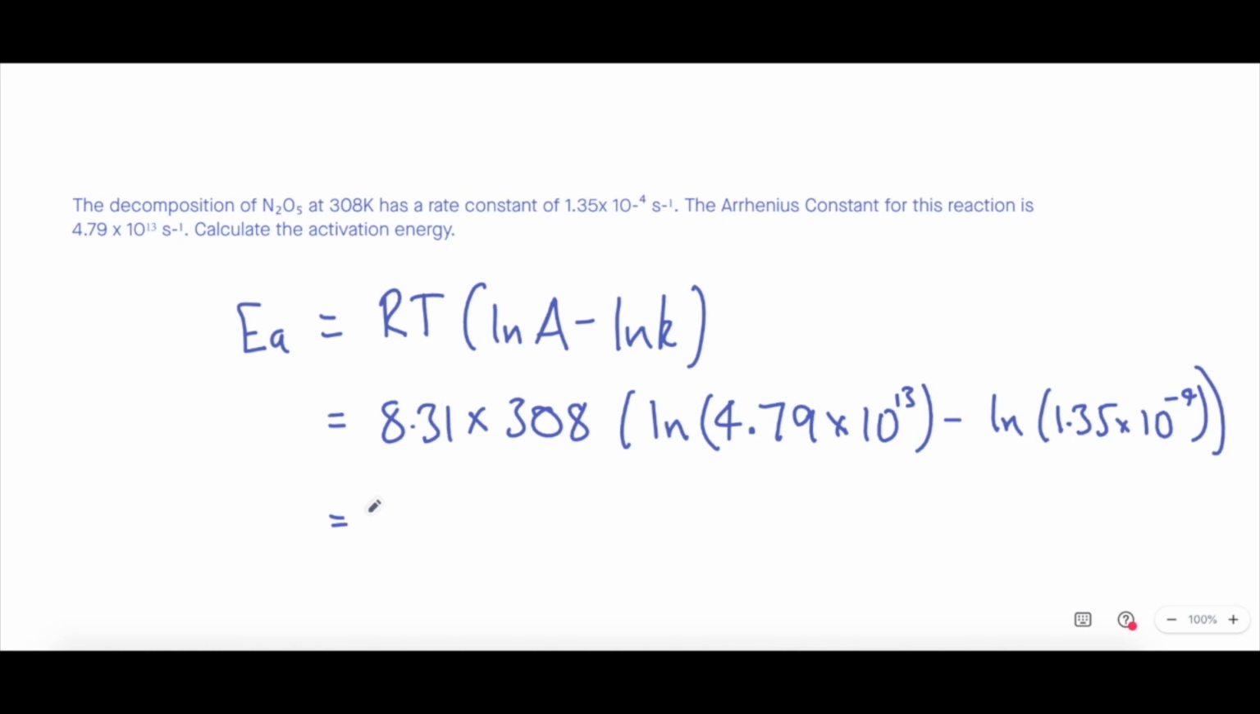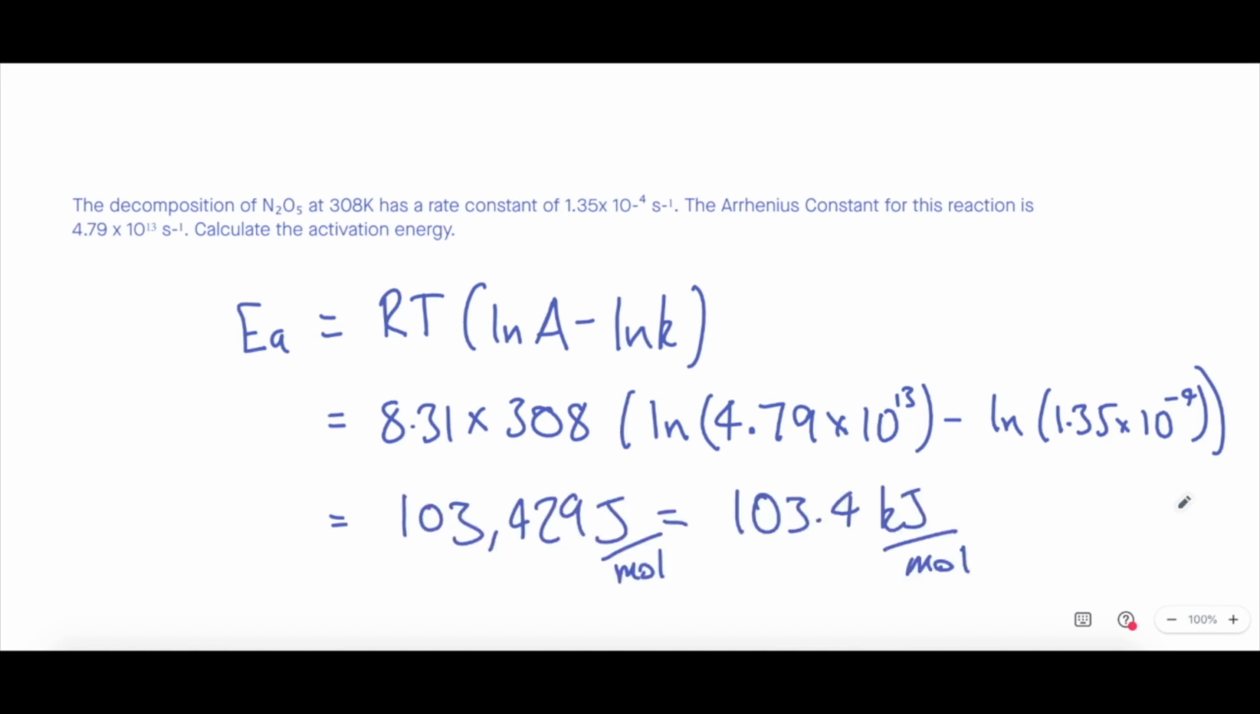It says ln on it. So you just press the ln button and then you type in whatever numbers are inside the brackets. So if you put this in your calculator, you should get an answer of 103,429 joules per mole, or 103.4 kilojoules per mole. So that's how you'd use that equation.